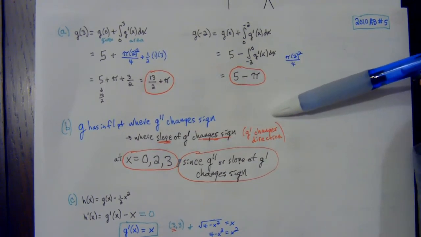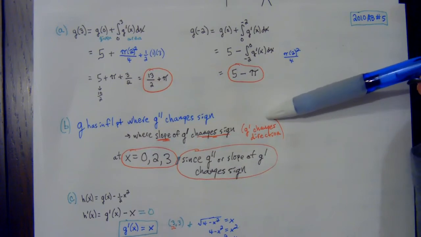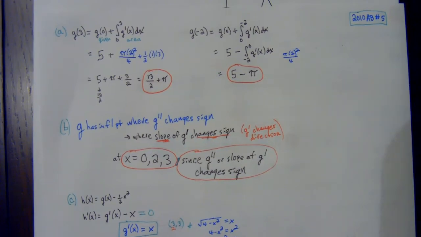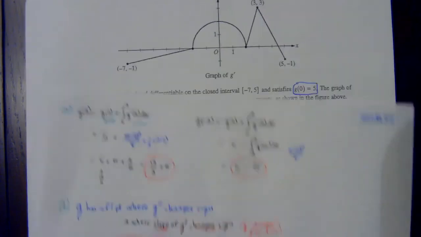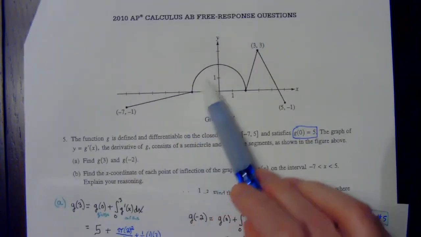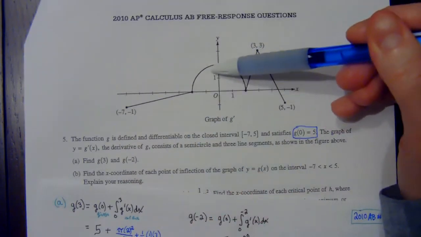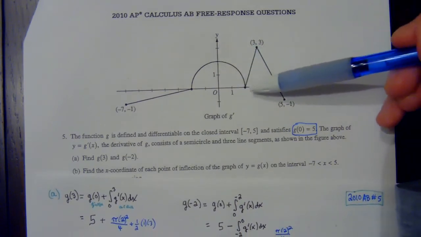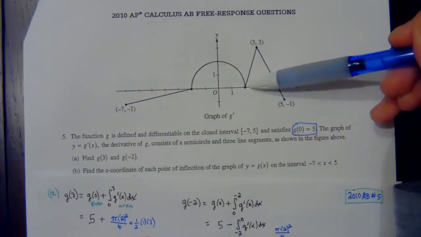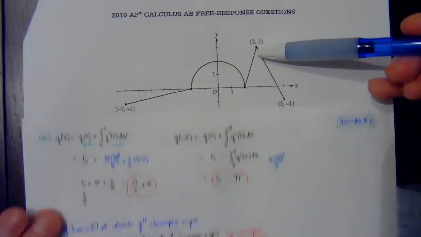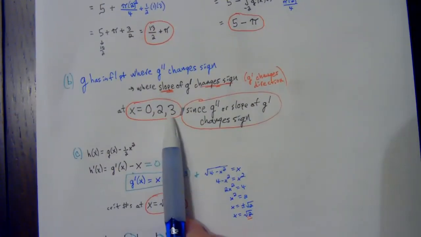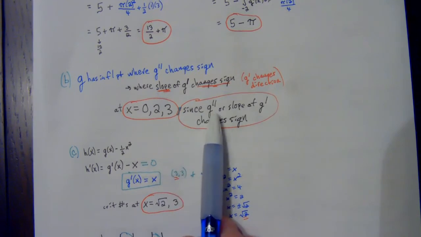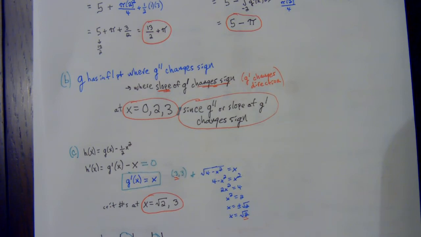That means where does the g prime graph change direction? We have seen this concept quite a bit. Where the g prime graph changes direction, you're going from uphill to downhill or downhill to uphill. So here it's going up, and then it goes from increasing to decreasing. So x equals 0 is one, and there it goes down, and then it goes up. So x equals 2 is another one, and then it goes up and then goes down. So x equals 3 is another one. So we got 0, 2, and 3 as our inflection points, since the g double prime, or the slope of that g prime, changes sign right there.